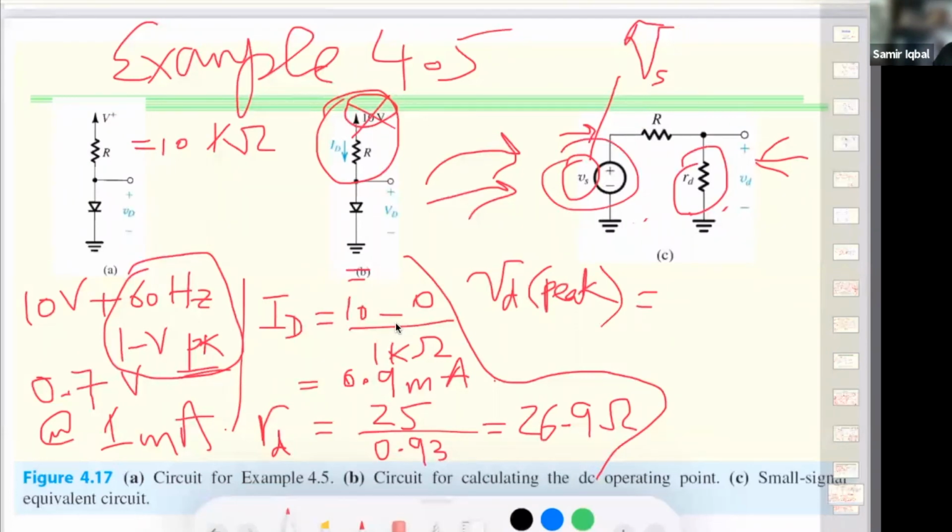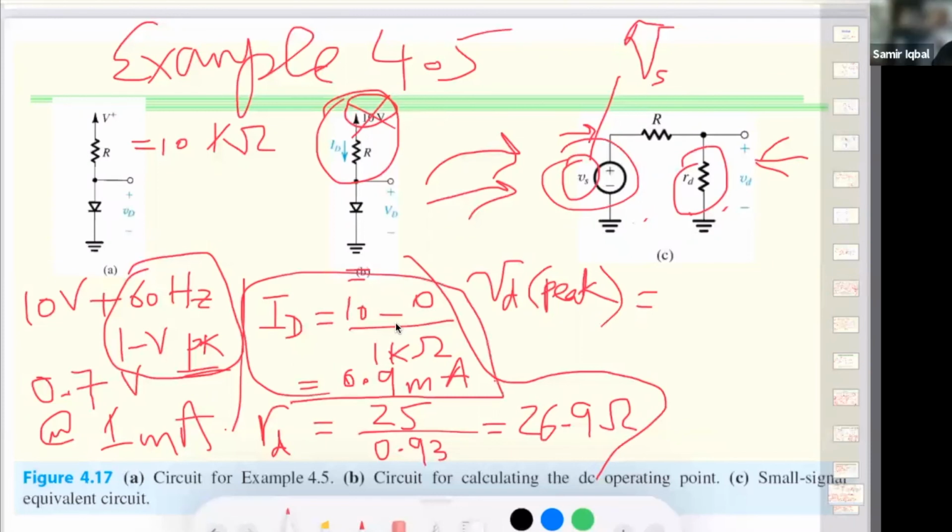All right, there's a question. How did you get 0.9 milliamp? Matthew, you didn't stop me at that time. Which, are you talking about this one? Yes. All right, so, okay.